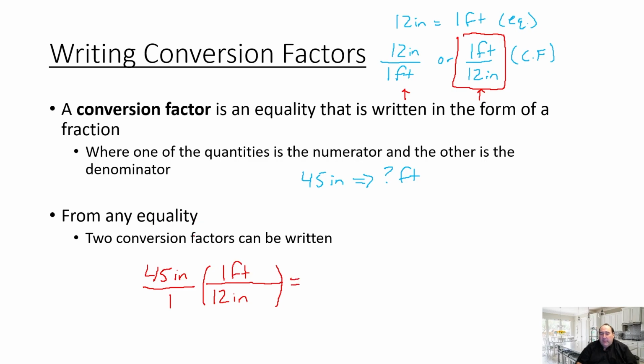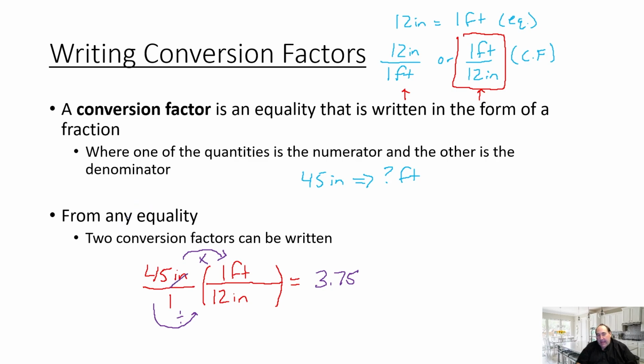Now, what we're going to do now is essentially multiply whatever is on top. So whatever is on top is going to get multiplied. And then we're going to come back and divide by whatever is on the bottom. So if we do that for the numbers here, we will take 45 times 1. You don't necessarily have to do that. We would then divide it by 12. And on our calculator here, it will give us 3.75.